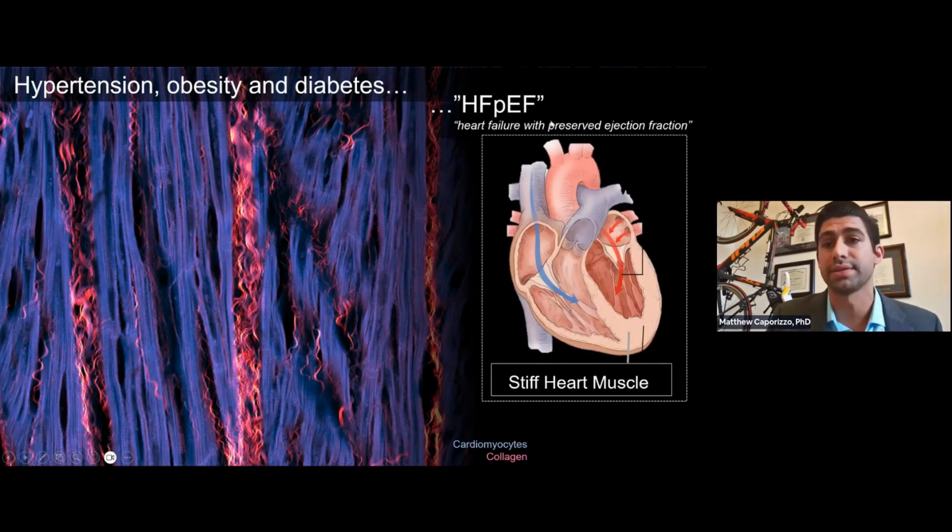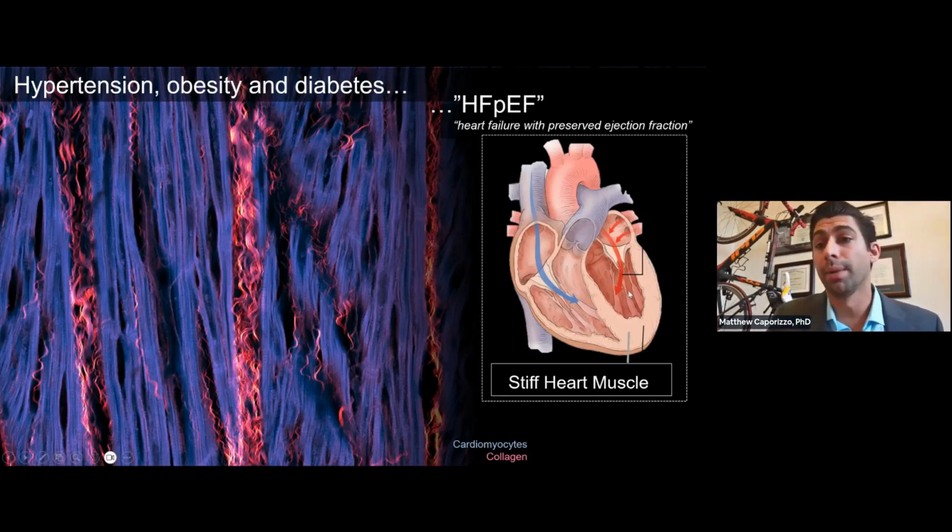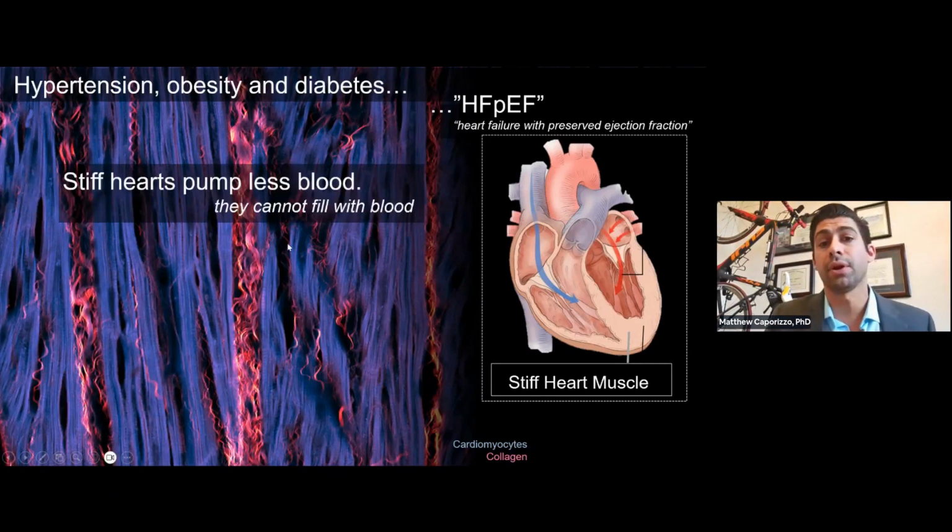This is HFpEF, or heart failure with preserved ejection fraction. The characteristic of this heart failure is that the ventricular wall muscle becomes stiff. While this muscle is able to contract normally and generate force to eject blood, the stiffness prevents the left ventricle from filling with blood. Of course, the amount of blood that's pumped out of the heart has to get refilled. So stiff hearts pump less blood, because they can't fill, not because they can't squeeze.